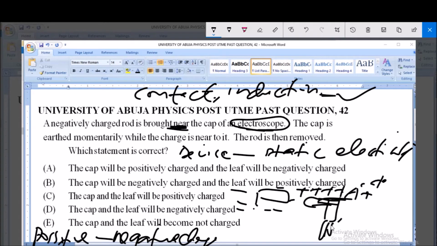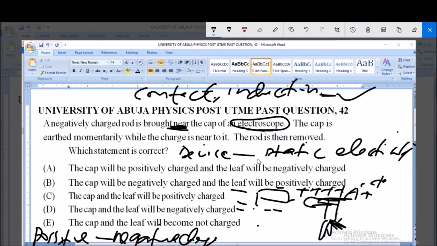Now you notice that the cap will be positively charged and the leaf will be positively charged, causing a deflection. So the leaf will be deflected from the cap or from the plate. Now you notice a wide deflection. So by induction I want you to take note that a negatively charged rod will charge the electroscope positively.